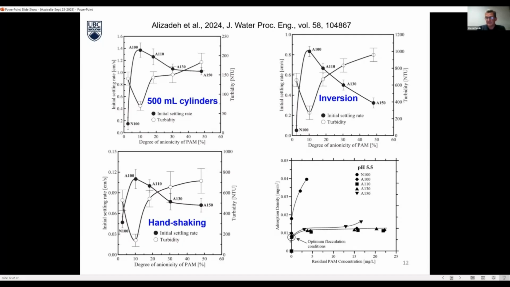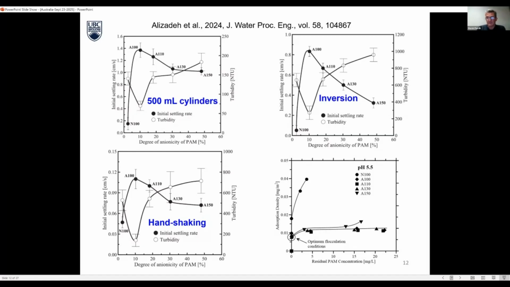It gives us the highest settling rate and the lowest turbidity for all the conditions. You can even see that some of the more anionic types actually give pretty high turbidity values compared even to the non-ionic type. That means we were not really succeeding in flocculating quartz using these most anionic types.